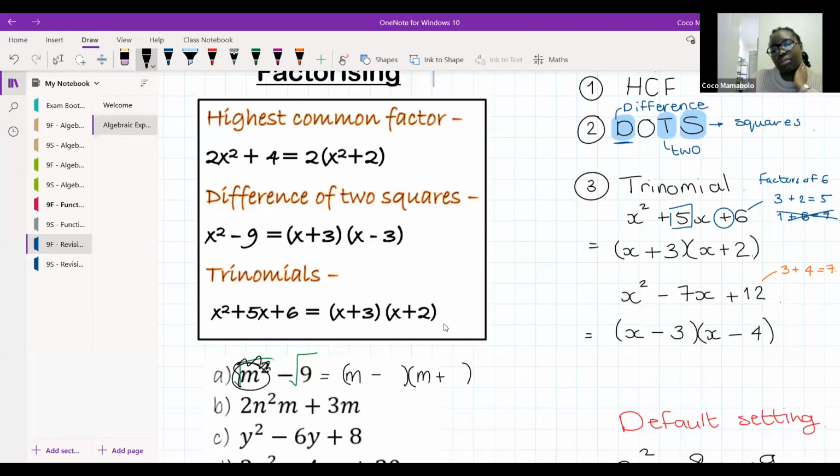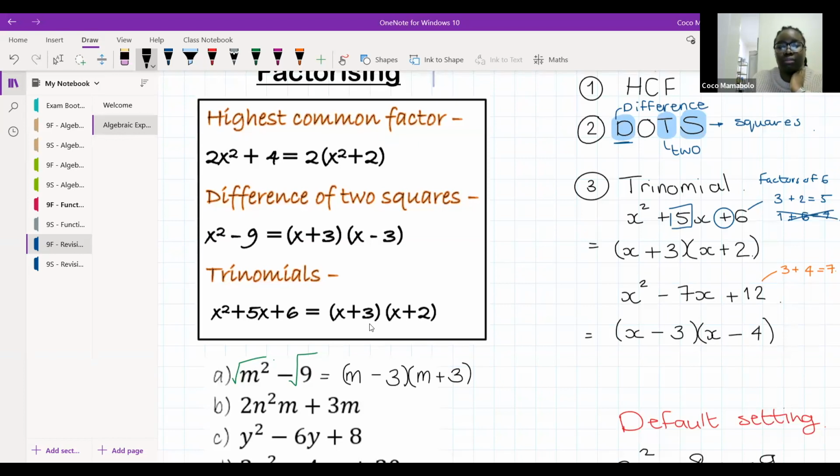Ma'am, I didn't quite get the difference of 2 squares, ma'am. Okay, but in this case, that's exactly what we needed to do to answer this question. What is the square root of 9, though, Amache? The square root of 9. Which number multiplied by itself? 3. Good. 3. So I'm going to put 3 over here and 3 over there. Okay, that is the answer I was looking for.